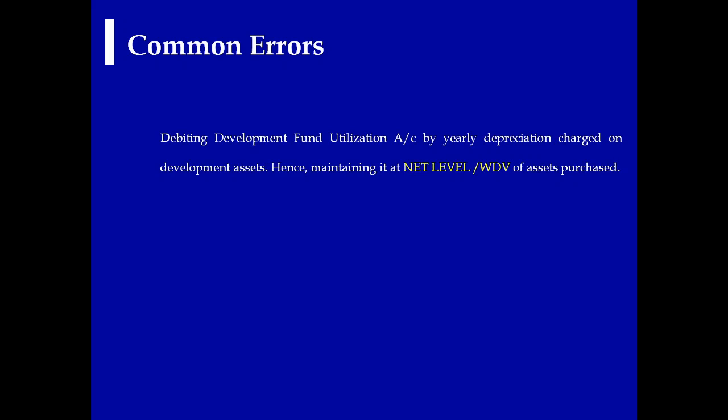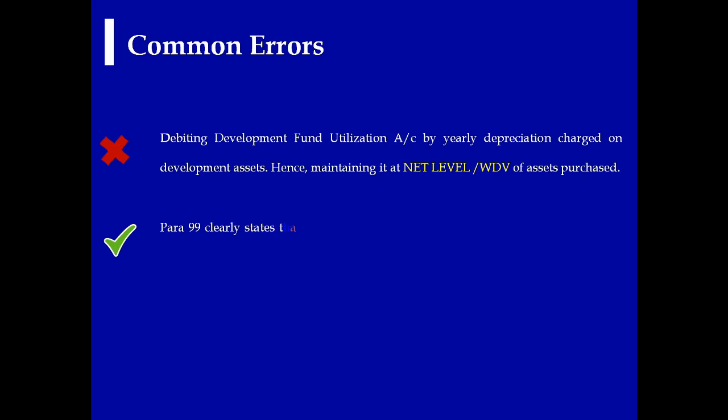Moving on, we are going to now discuss another error that we have seen a lot of people making, and that is for the development fee utilization account. What we've seen is that a lot of people debit the development fee utilization account by the yearly depreciation that they charge on the development assets. So when they do this, they are effectively maintaining the development fee utilization account at a net level, or at the WDV of the assets purchased. Now this is clearly in violation of para 99.